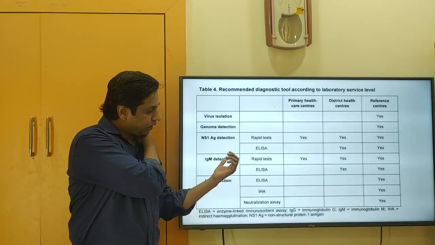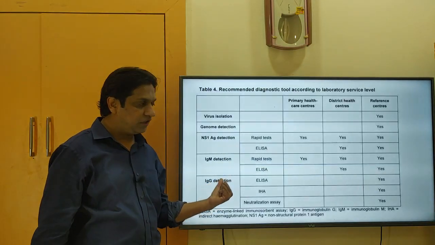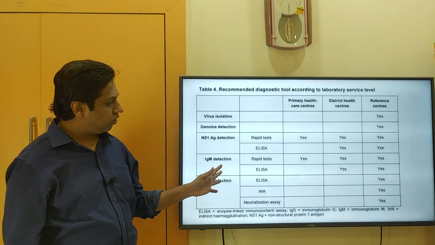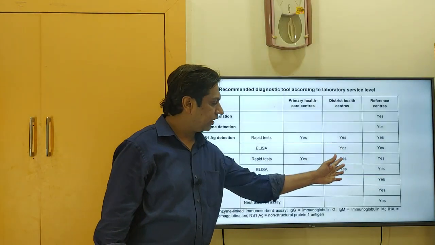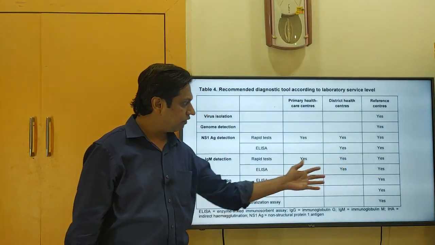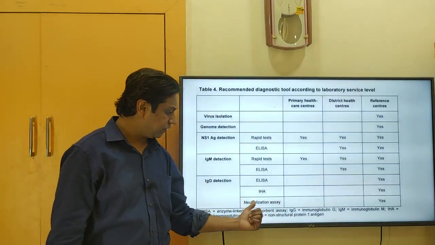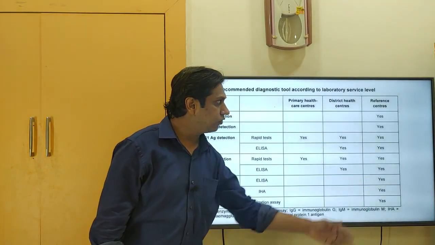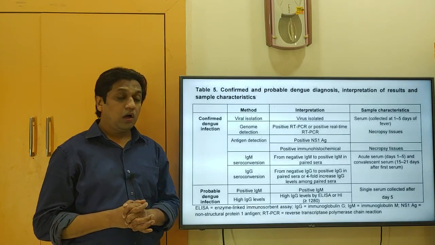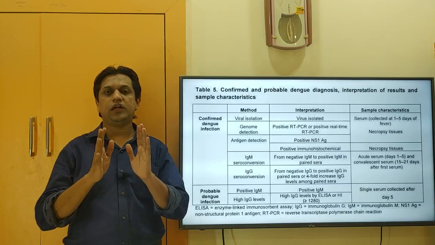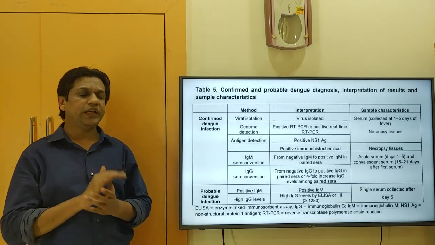Okay, then the indirect tests, that is the antibodies IgM and IgG. Again, rapid tests are available at the primary healthcare centers, and at district healthcare centers rapid tests and ELISAs are available, and the remaining tests like immune assays and the neutralization assays are usually done in the reference centers only.